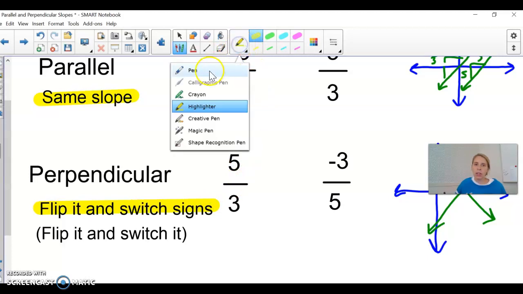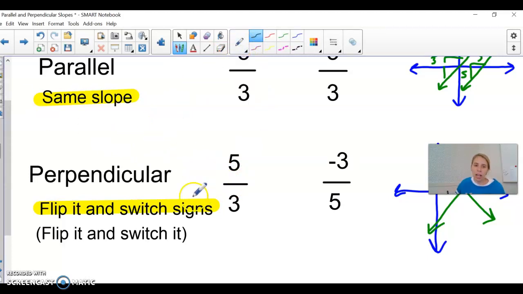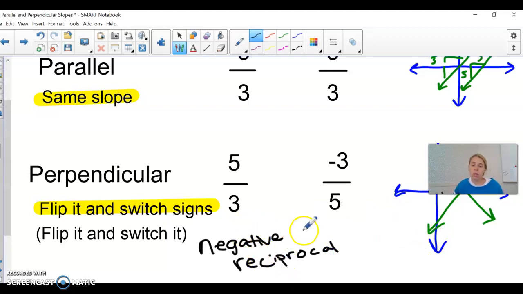Okay. You will also hear that as perpendicular has negative reciprocal slopes, okay? So negative reciprocal means the opposite, okay? And reciprocal means flip it, okay? So if we look here, if our first slope is 5/3, to make it perpendicular, we have to flip it. So we now have 3 on top, 5 on bottom, and we have to make it negative, the opposite. So if this one was positive, this one now has to be negative.